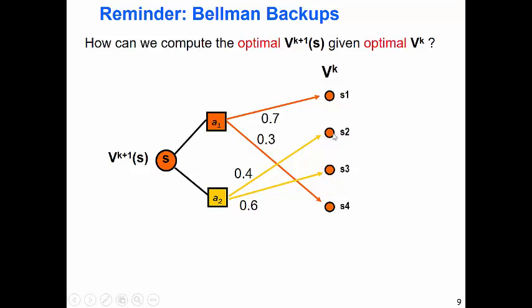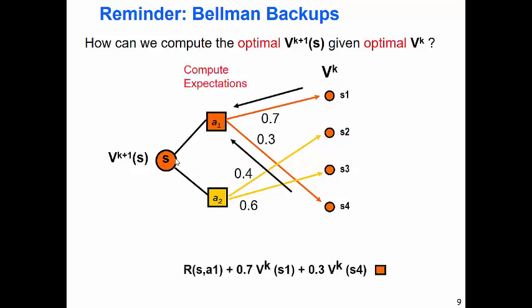These might be 0. They might be some previous value function. And then we just basically compute the Q values for each of these actions. That's what this step is doing. And we take the max, right? That was the Bellman backup operator. So we've seen that many times.